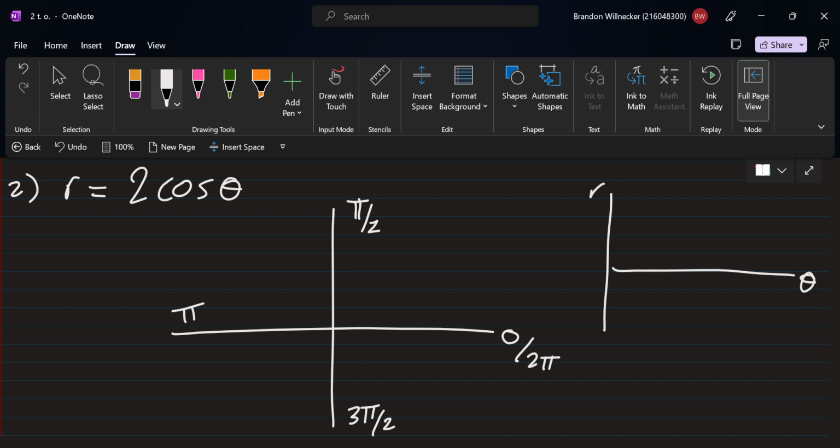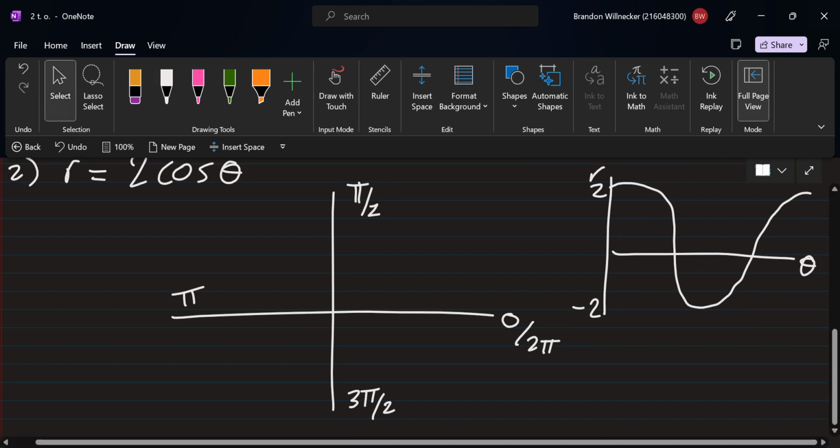So, what does 2 cos theta look like? It's very similar to cos theta, but it's just stretched. So it's going to look something like this. So that's 2, and that's minus 2. Okay, so exactly the same shape. It's just the maximum and the minimum a bit stretched there.